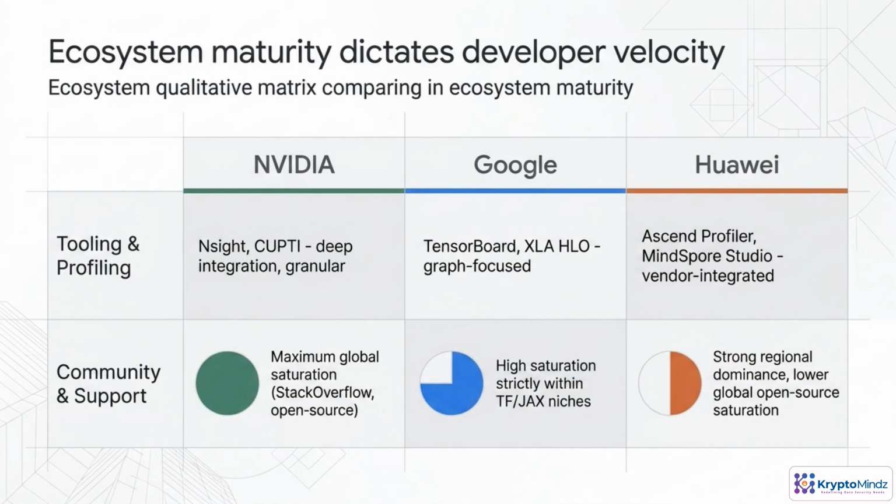Ecosystem maturity also shapes how fast you can ship models. With NVIDIA, you get very deep low-level tooling like Nsight and CUPTI, plus massive community support. If you hit a problem, someone has probably seen it before. Google's stack is excellent if you live in the TensorFlow or JAX world. Tools are more graph-centric, and community help is strong, but mostly inside those ecosystems. Huawei's tools are tightly integrated and improving quickly, but global community resources and open-source examples are still more limited.